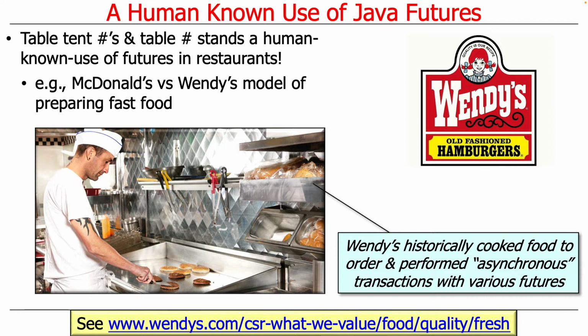Rather than having you stand there synchronously waiting to get your food, they give you back a table tent number or a piece of paper with a number on it, which plays the role of a future. Then the cook goes off and cooks your food to order. They don't pre-cook it. And then at some point, you get your future redeemed.